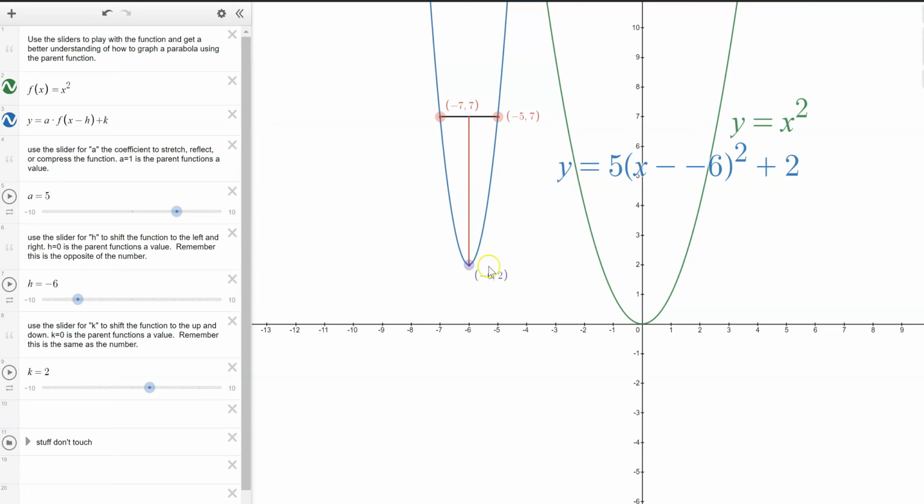And then we've gone over 1 from negative 6 to negative 5. So that's our 1 point away. And then our 2 went up 5 to get to 7. So we graph it as negative 6, 2, up 5 over 1.